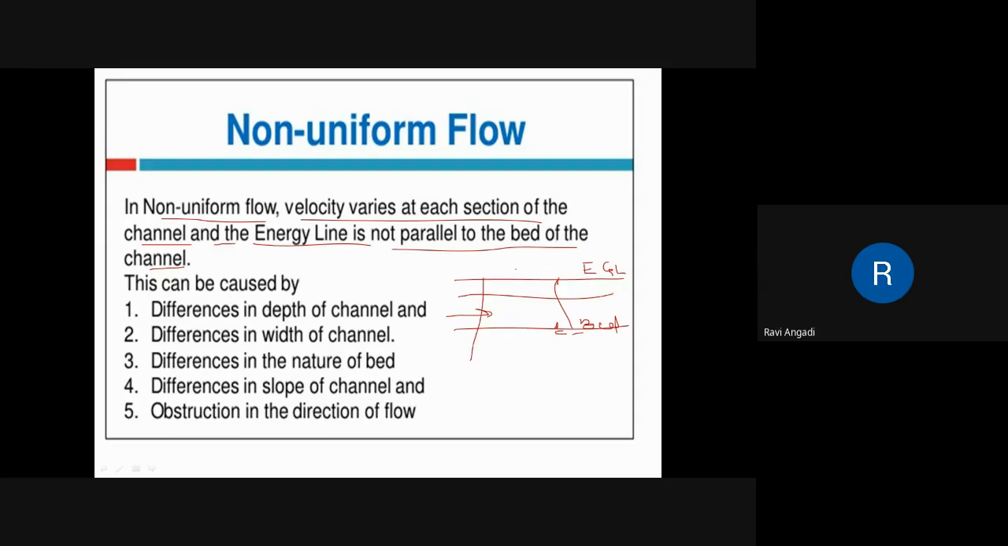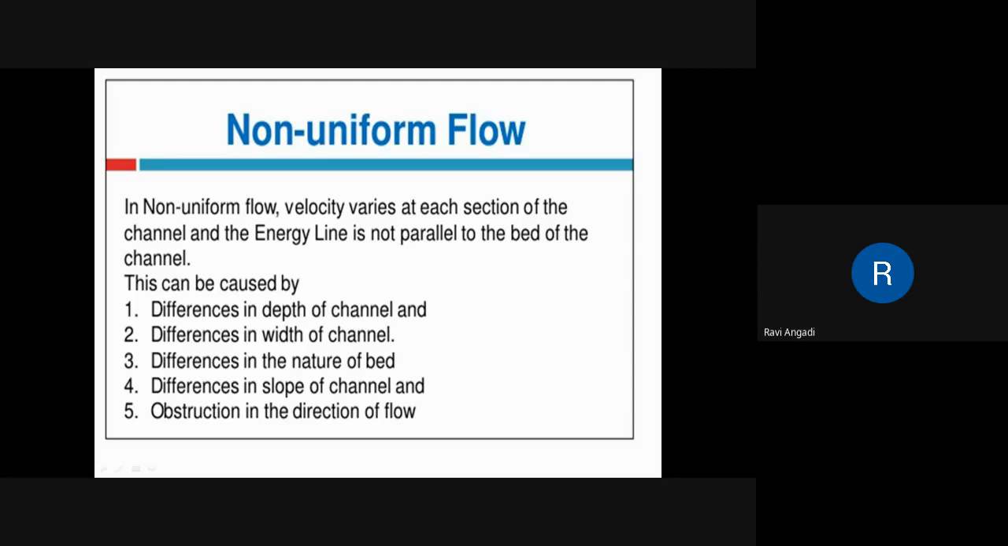since the depth of flow will be varying. Since the depth of flow is varying, the energy gradient line is not parallel to the bed slope of the channel. And what causes the non-uniform flow?